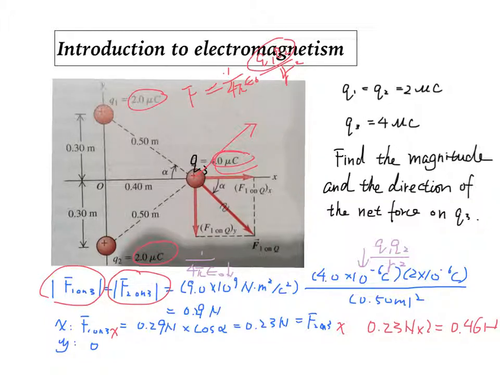In the y direction, the components of force have the same magnitude but opposite directions, so they cancel out. The net force in the y direction equals 0. So the answer for the problem is 0.46 Newton, and the direction is to the right, or the positive x direction.